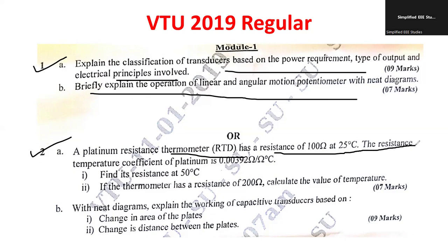The value of resistance and the temperature is given. Temperature coefficient alpha is also provided. Now you have to calculate the resistance at 50 degrees Celsius. You also need to calculate the value of temperature when the resistance of the RTD is 200 ohm.